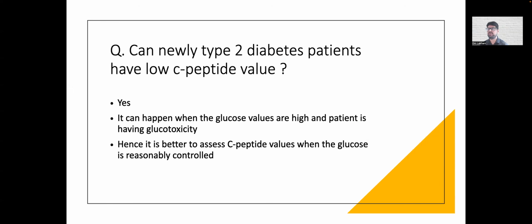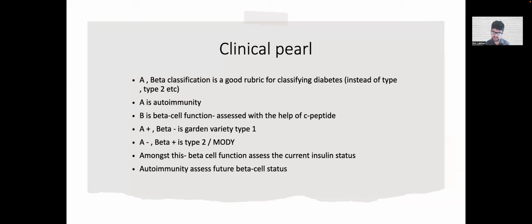I already told you that when you want to test for C-peptide, make sure that the patient is not glucotoxic. Do not measure C-peptide when the patient is admitted for ketosis or when the patient's blood sugars are very high, because you'll get false low values, and you will interpret this patient in the wrong way, and this label unfortunately gets stuck to the patient for a long time.